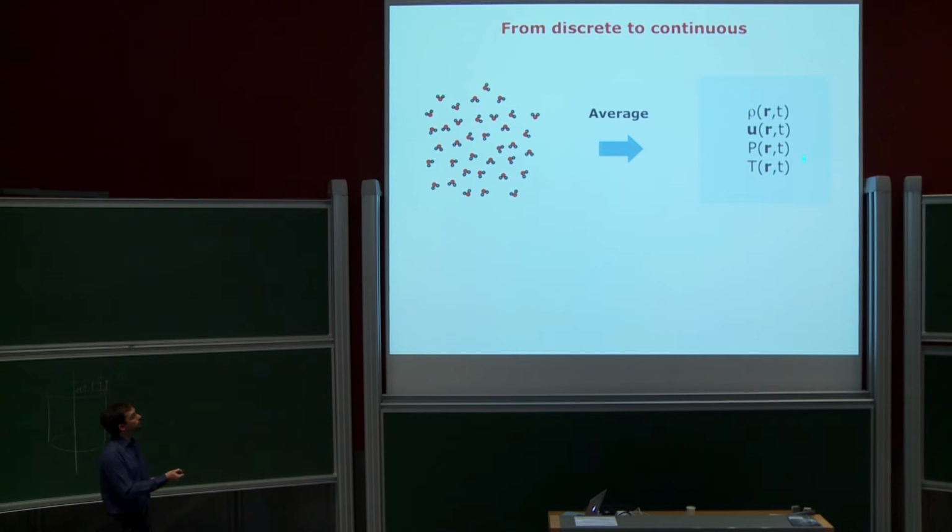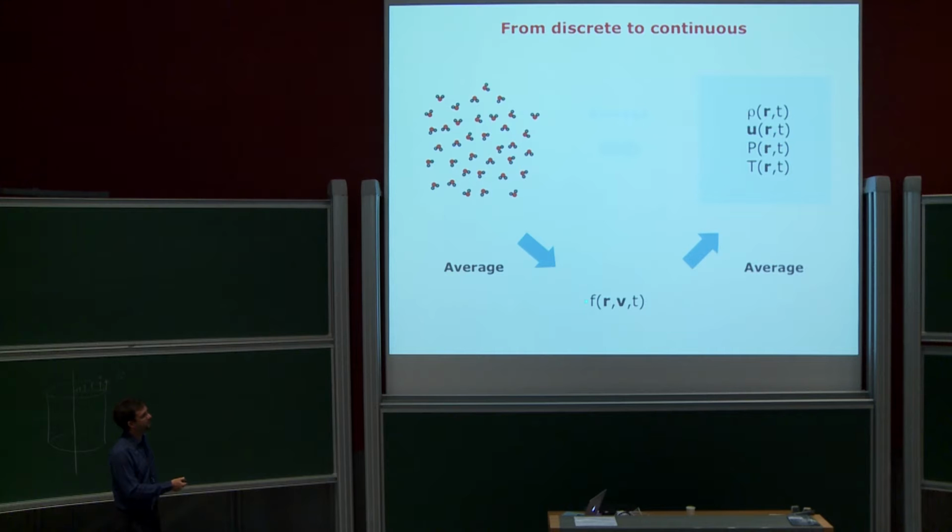If you do this, you lose a lot of information, and sometimes it's sufficient to have just these few fields to describe all the properties of your fluid. Sometimes it's not, and sometimes it can be convenient to step back from this averaging process and simply stop at one level of averaging, which is the description of a probability distribution function that tells you what is the probability to find particles with a given velocity at a given position and a given time.